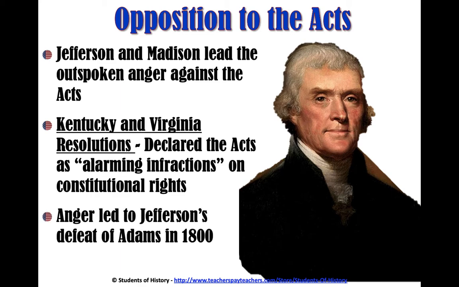So this anger led to Jefferson's defeat of Adams in 1800. So who will become our third president? You are correct. It is Thomas Jefferson, who will then defeat Adams to become our third president.